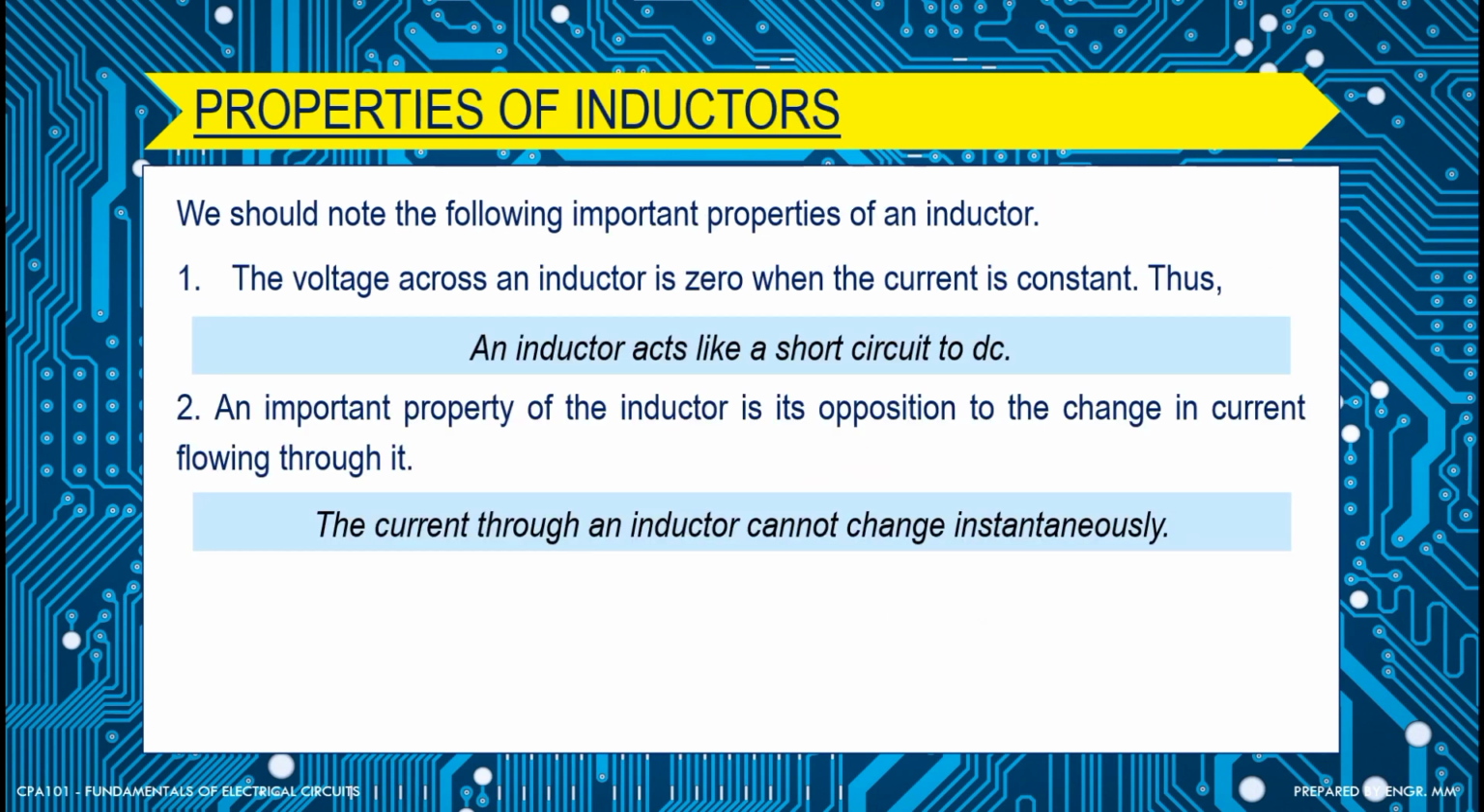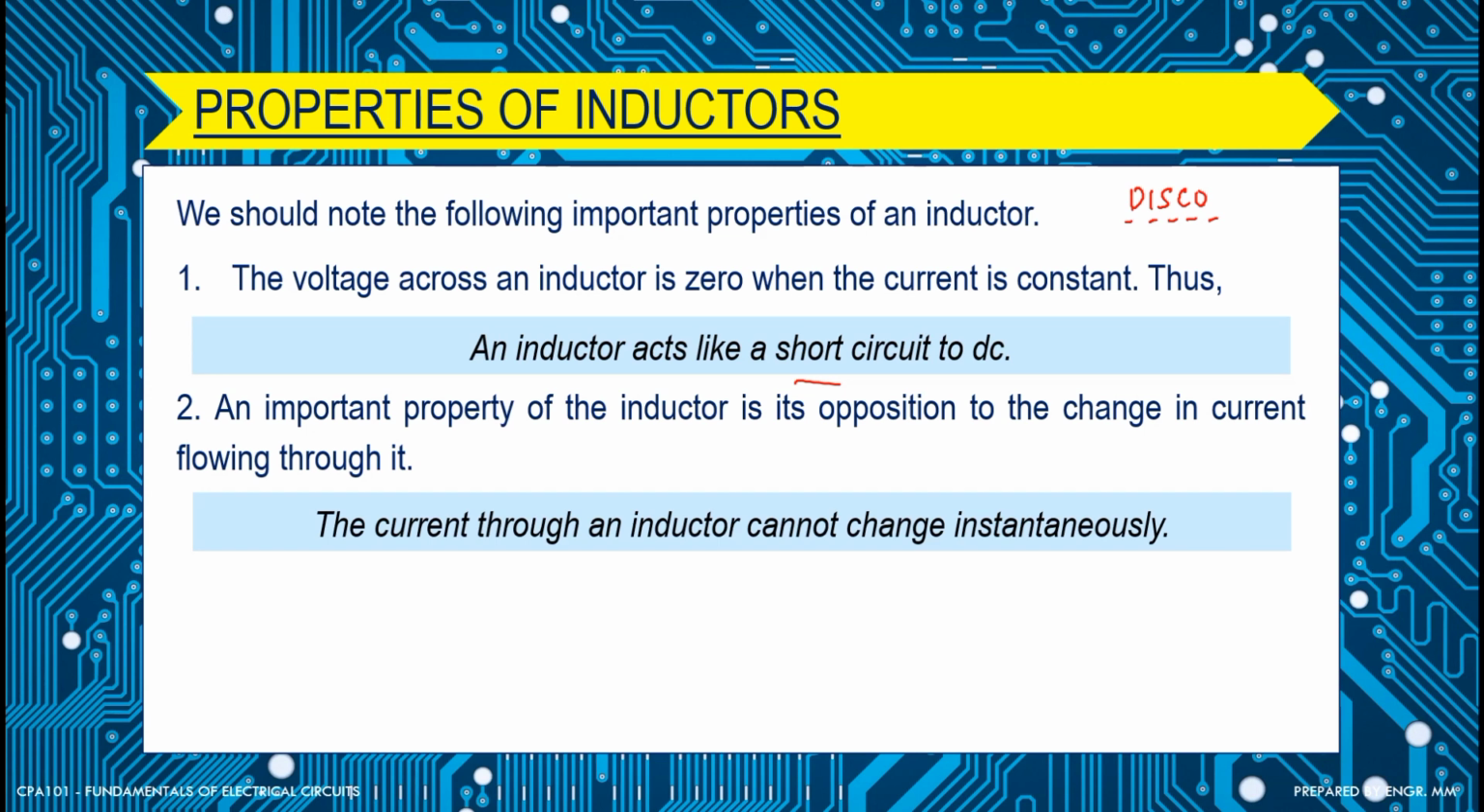Important properties of an inductor. First one, the voltage across an inductor is zero when the current is constant. Thus, an inductor acts like a short circuit to DC. So I said a while ago the mnemonic DISCO: at DC condition, our inductor is shorted and our capacitor is open.